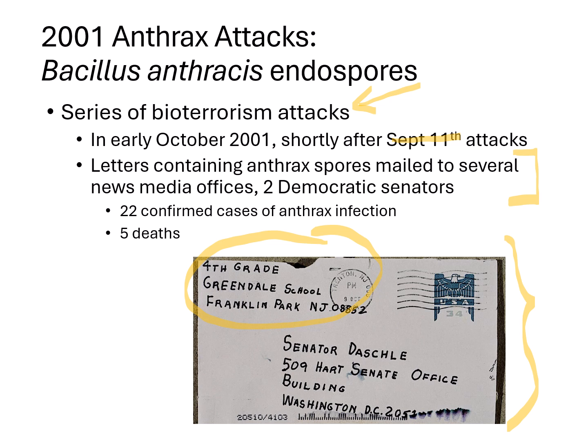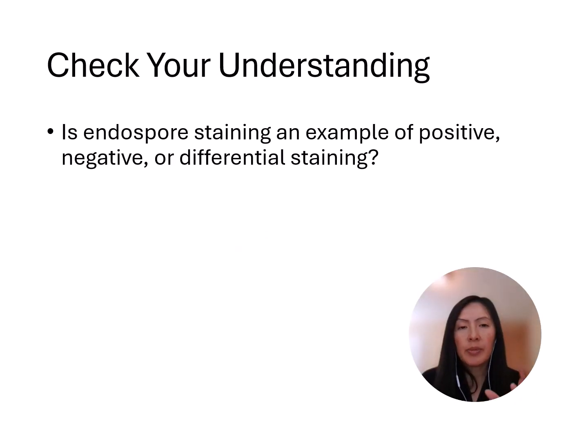So is endospore staining positive, negative, or differential staining? What do you guys think? Remember that it's differential staining, right? It uses 2 different stains, malachite green and safranin, to be able to tell apart endospores from regular cells, vegetative cells. So endospores are going to retain that malachite green. It'll be washed away with water in regular vegetative cells, and the vegetative cells will take up that counterstain, safranin, and they'll look pink. So this allows us clear identification of the presence of endospores as well as where they're located within the cell. We'll learn more about that part later.